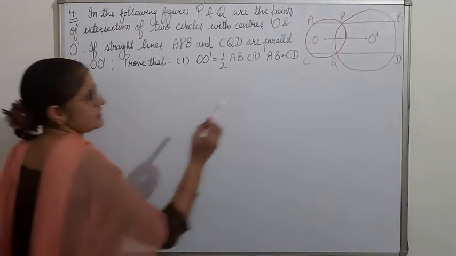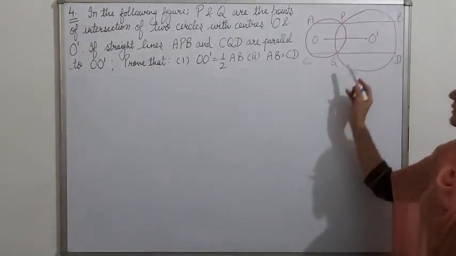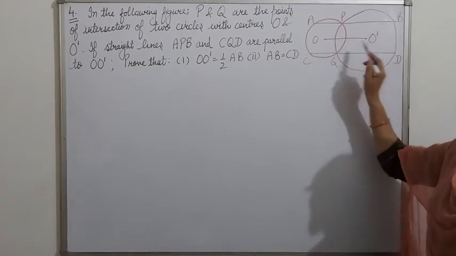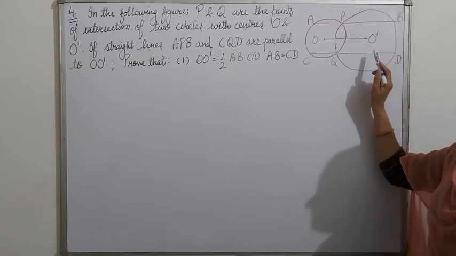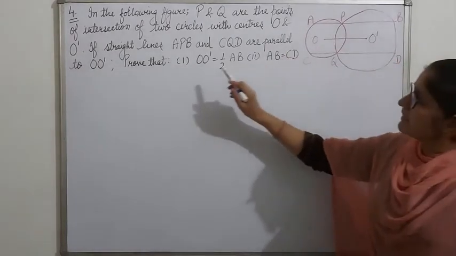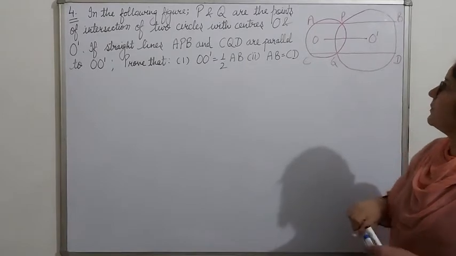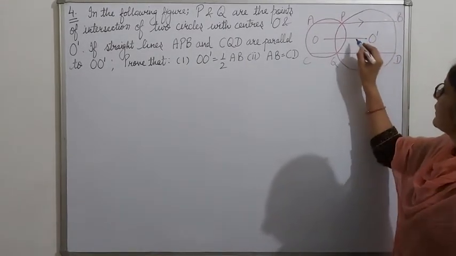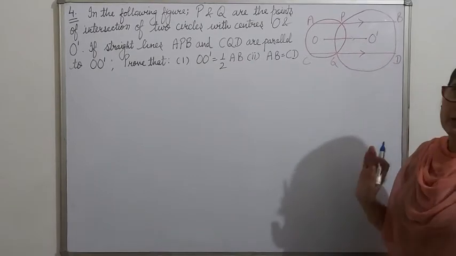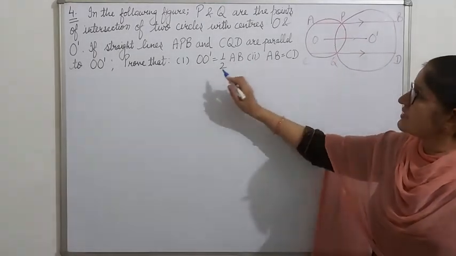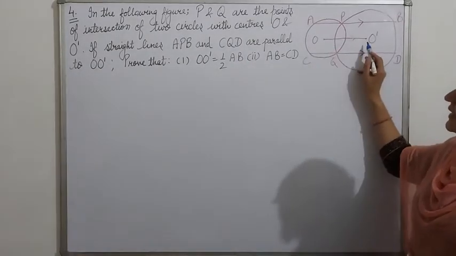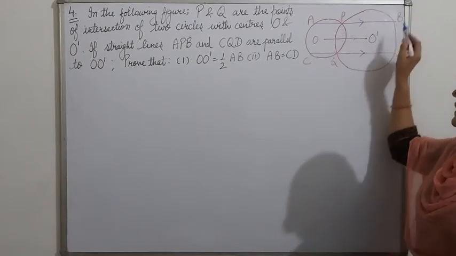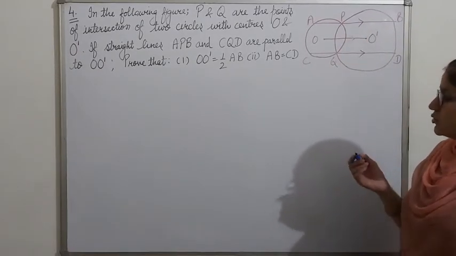In this diagram, two circles are given intersecting each other at points P and Q. O and O dash are the centers. And they said APB and CQD are parallel, these two lines are parallel to OQ. Means all three are parallel to each other. Using this, you have to prove OO dash is half of AB. In the second part, you have to prove AB and CD are equal.